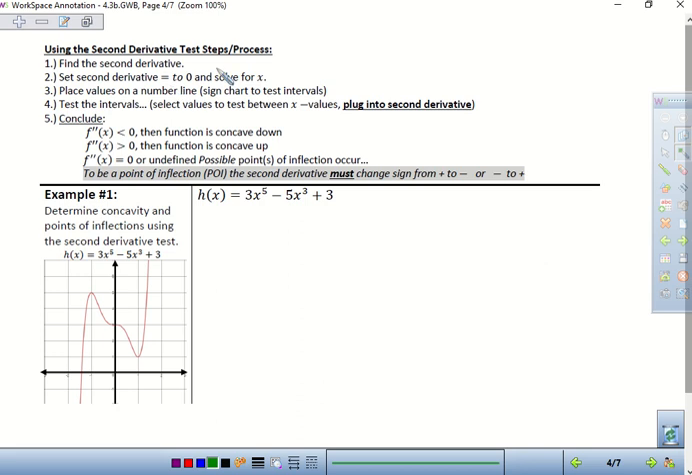Alright, here are the steps. You can use these as a reference point if you ever forget what the steps are. They're in your notes, so I'm just going to go through them as we go through the steps of the process here.